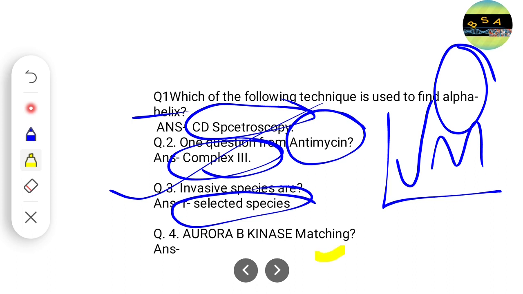Another question came from Aurora B kinase matching. Okay, I did not get the proper option for that, but you know what Aurora kinase does. So Aurora kinase is basically a mitotic checkpoint. Okay, you know all these things in the cell cycle. So they basically correct the chromosomal segregation. So according to the option you can easily match. So this is another easy question that you get.